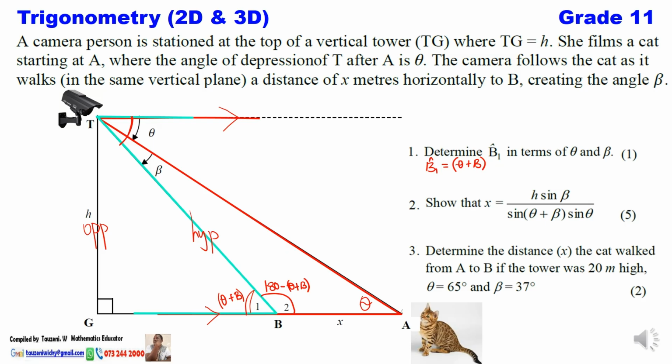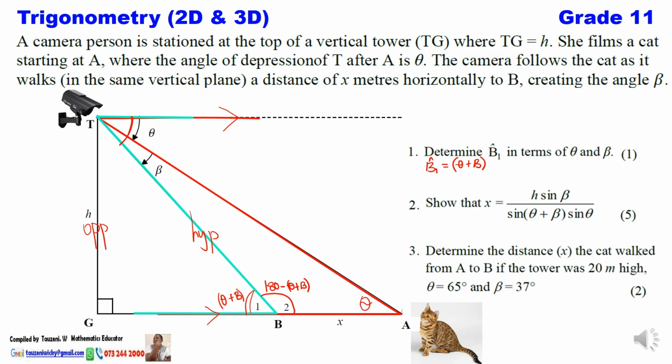When we find the value of TB, then we are going to use the value of TB and the angles given in the triangle ABT to determine the value of BA. That is question number 2. Then in the third question, determine the distance x that the cat walked from A to B, if the tower was 20 meters high, theta is 65 degrees, and beta is equal to 37 degrees.